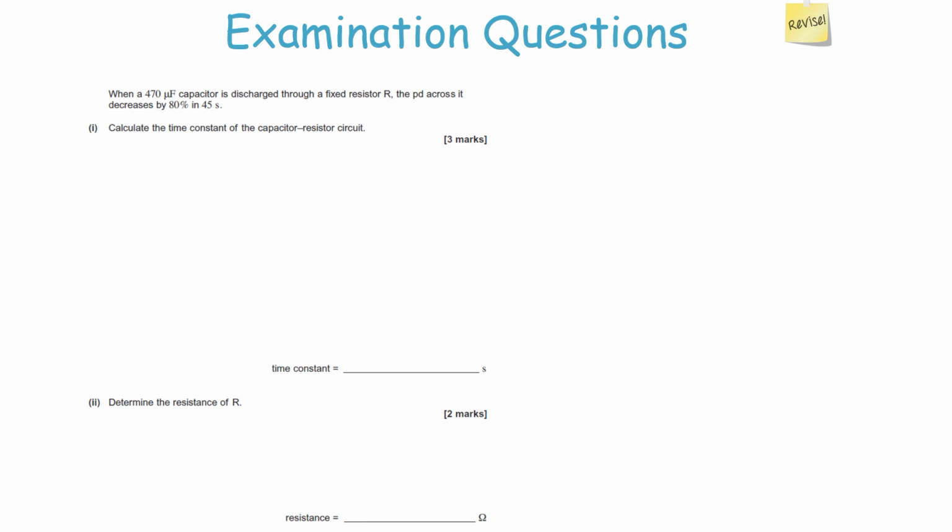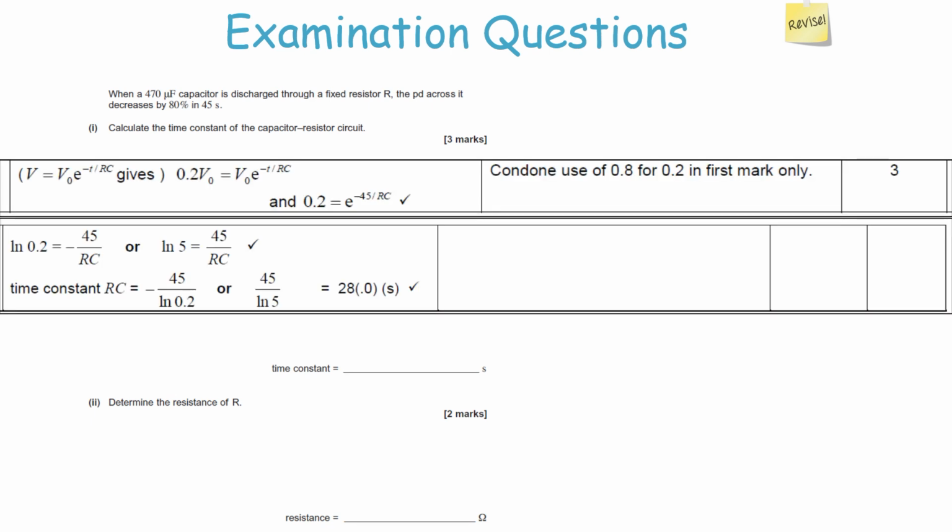Right, so how would you answer this question? Now, there's a number of ways in which you can do this, but the easiest way in this instance is to use the equation of discharge for a capacitor. So you would say V is equal to V0 e to the minus t over RC. Now you can work it through.